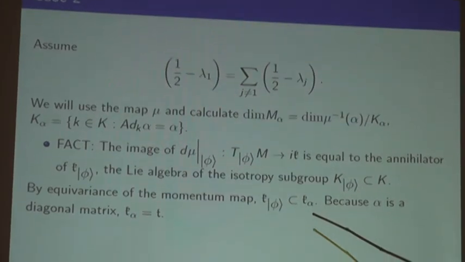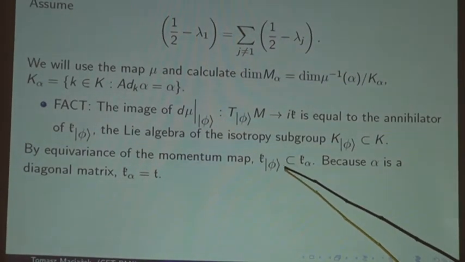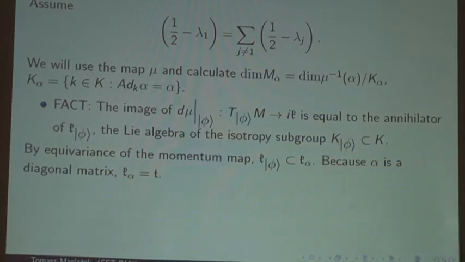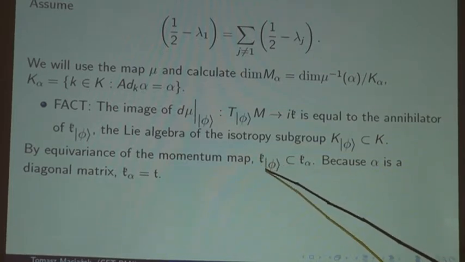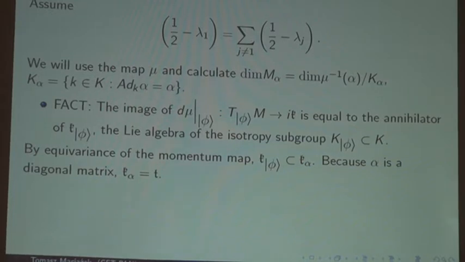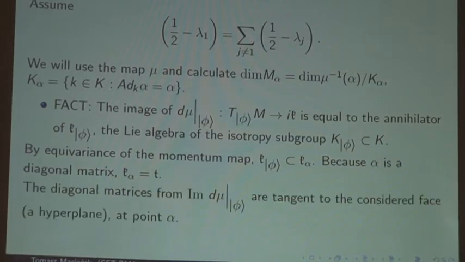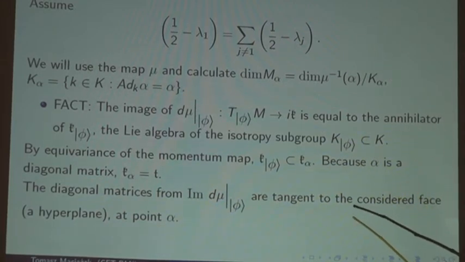By equivariance of the momentum map, we know that a stabilizer of a state phi is a subset of the stabilizer of point I alpha. And because alpha is a collection of diagonal matrices, the stabilizer is also all diagonal matrices. So we know that the matrices from the stabilizer of state phi are diagonal. And so this is why we consider the matrices from the image of the derivative that are diagonal, which means that they are tangent to the face of the polytope.